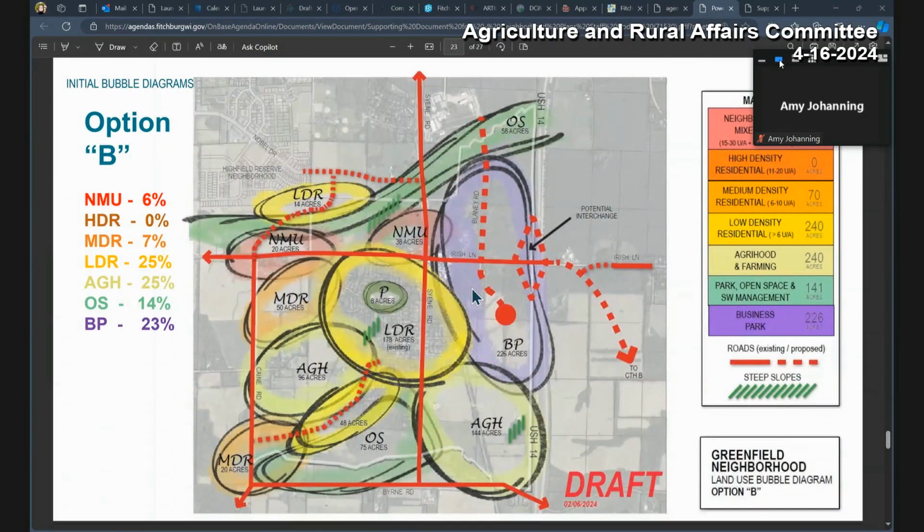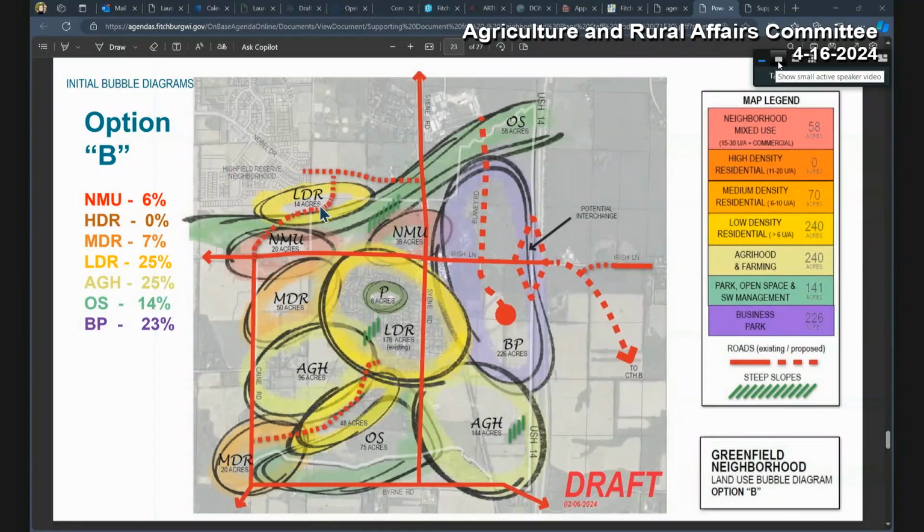This one puts in the business park and a potential interchange at Irish, with the idea that potentially it could shift to the south and then connect to B down here, where the B intersects with MM there, if you all recall. Yep. So this one skinnies up the open space a little bit more.